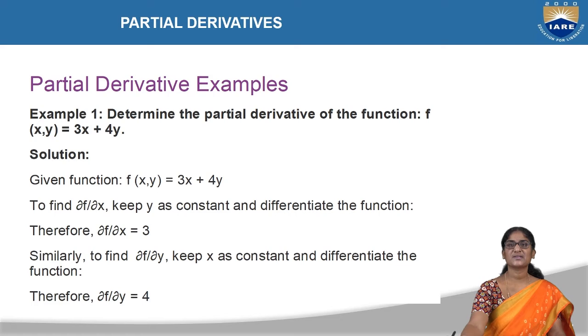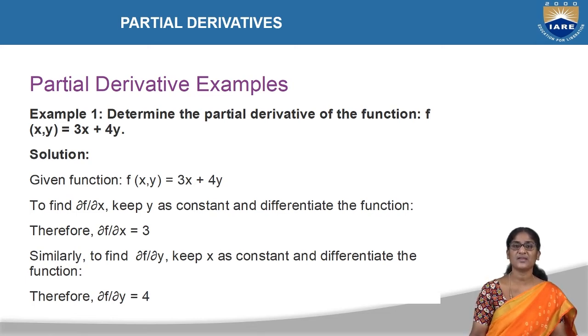So let us see one example on how to find the partial derivative. Finding partial derivatives plays a very important role in functions of several variables, because in order to find the Jacobian or the maxima and minima for several variables, we need to know how to find the partial derivative of a given function. So I have taken a simple function here. Determine the partial derivative of the function f(x, y) = 3x + 4y.